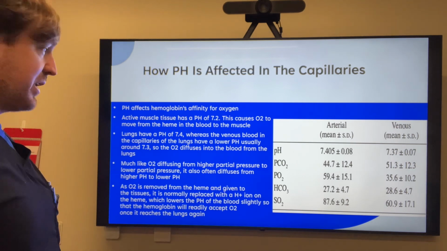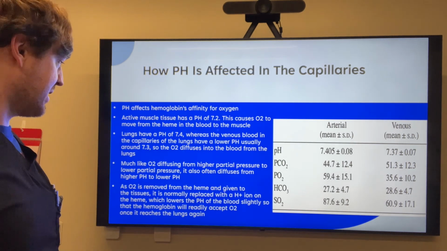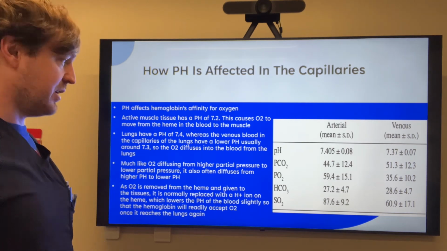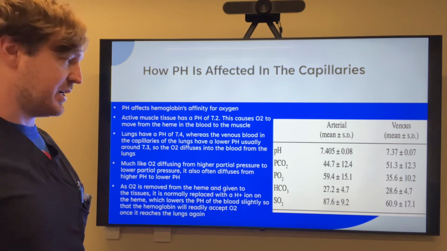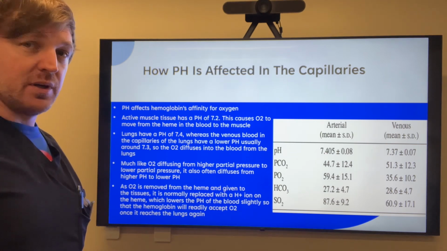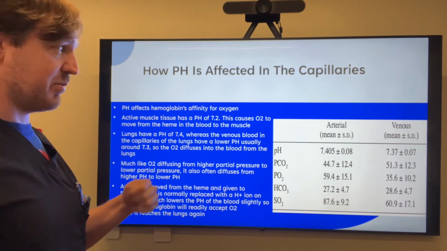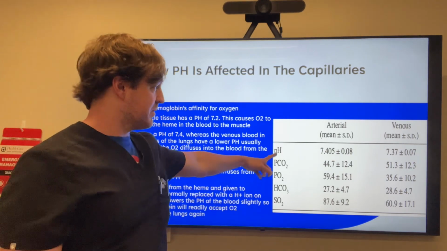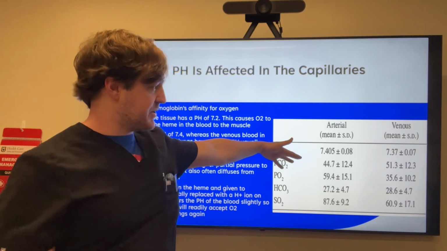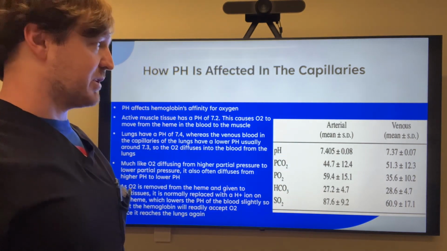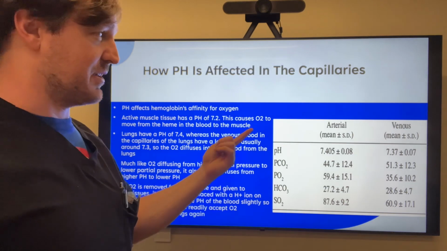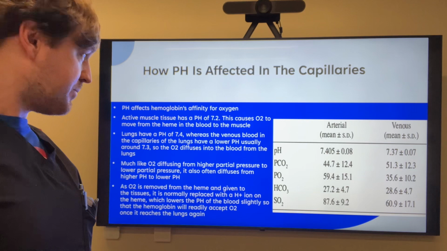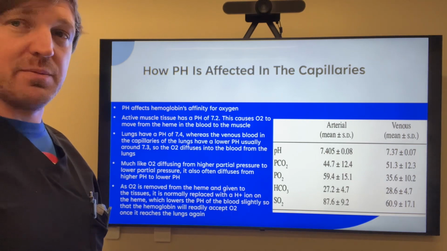And then another way that the pH changes, like we already said, as O2 is removed from the heme and given to the tissues, it's replaced with a hydrogen ion on the heme, and that makes it that 7.37 or so. And then you can see the numbers over here. Arterial is usually 7.4, somewhere in there, and then venous, that's actually a little high. A lot of times it's like 7.35 or so, but either way, it demonstrates how it works.